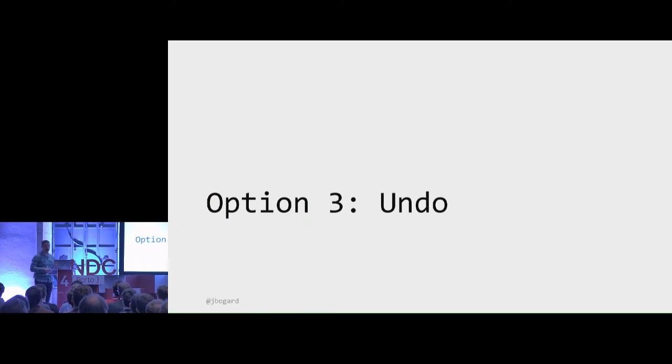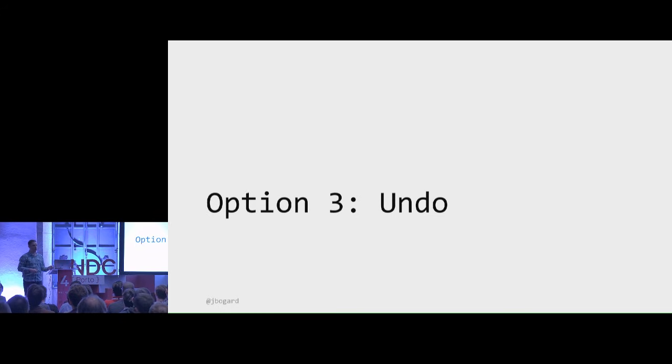Option 3 is undo. Now this one is a little bit trickier because you have to think about what is the logical undo or compensating action for whatever action you were performing. There's nothing really easily Googleable with this. You just have to think, what is the action you're performing, and is there an equal and opposite action that you can do to undo the actions that you did previously?